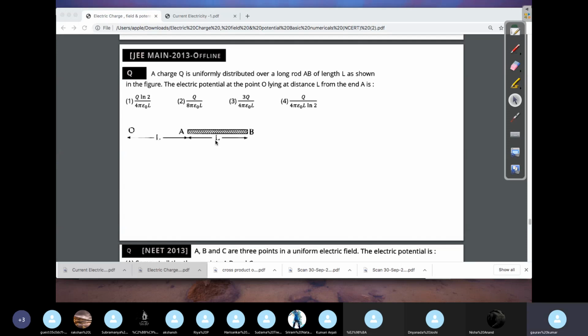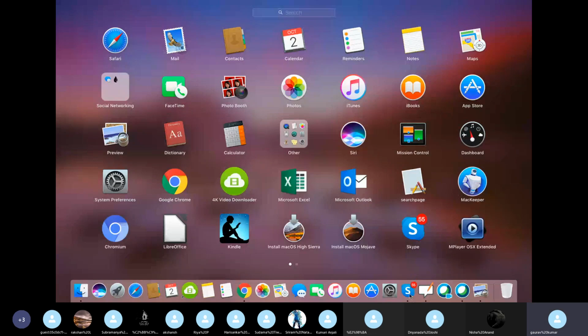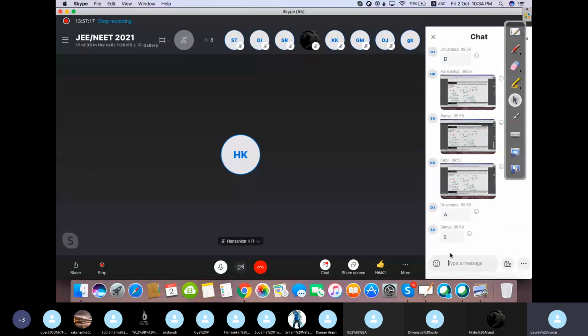Is anyone getting the answer for this question yet? तो किसी ने आंसर देना शुरू किया, चलो. So we have got an answer here, A. Okay. चलो देखते हैं इस क्वेश्चन को यार.